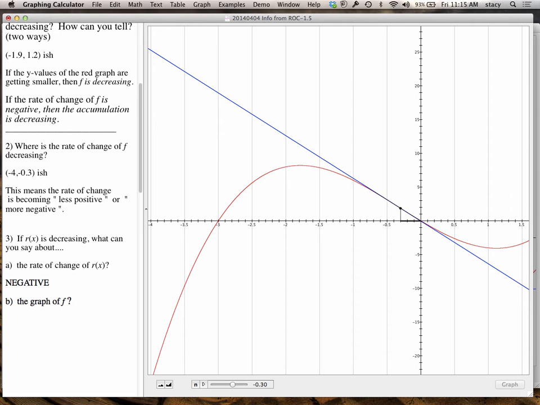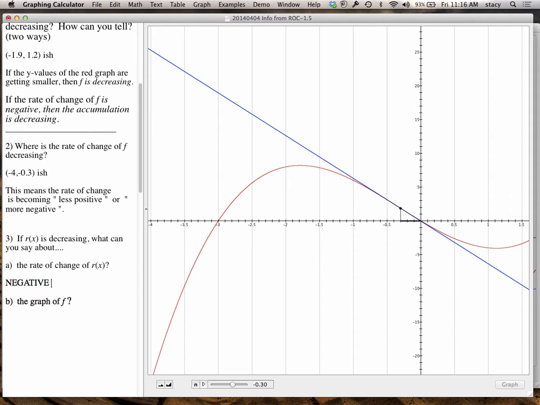Yes, right? So if you were to reframe your brain and say, instead of thinking about R as the rate function, let me think about it as if it were an accumulation function. So I've got a function that's an accumulation function that's decreasing. How does that relate to its rate of change? Well, that means its rate of change is negative. Okay.